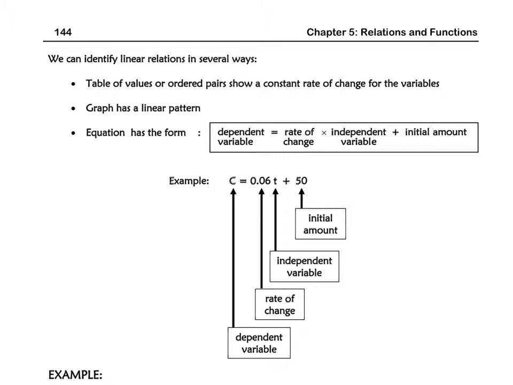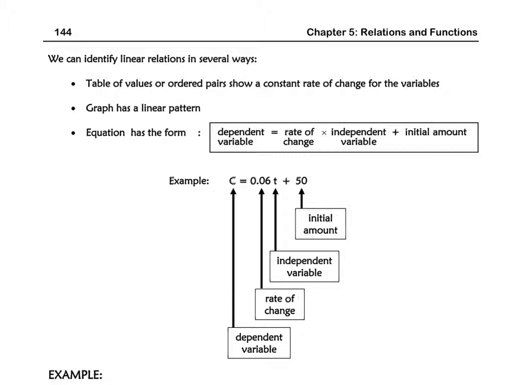And also another way to look at it is by looking at the equation. And the equation has the form of dependent variable equals your rate of change times independent variable plus the initial amount. So if an equation has that kind of a form, it is generally a linear relation.